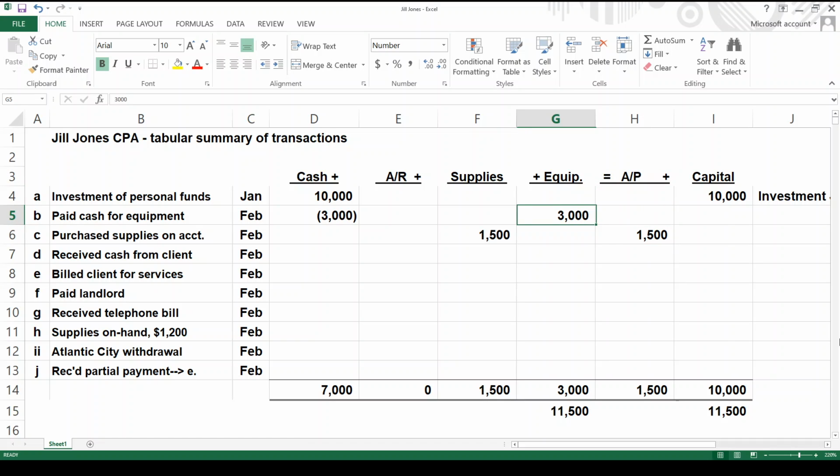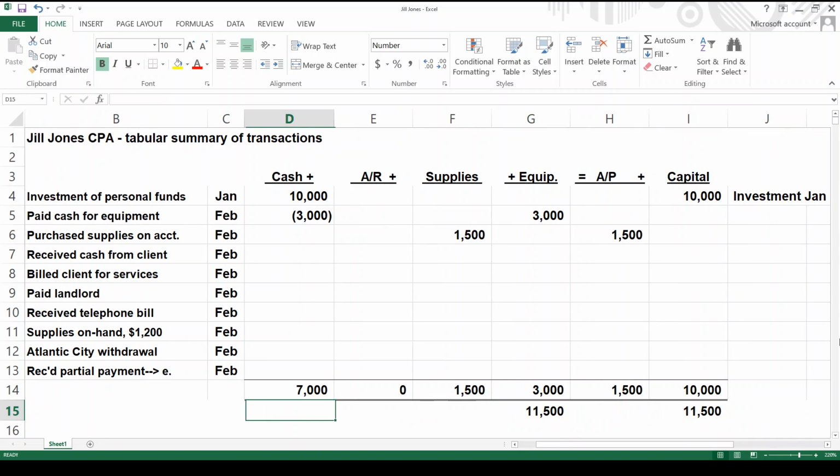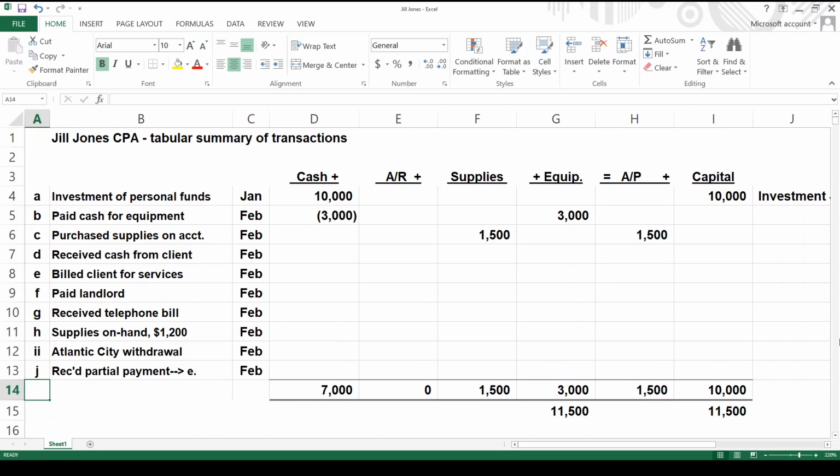So purchase assets or services on account, what do? Credit accounts payable. Okay? Liability. All right, now what do we have? We have cash, we have supplies, and we have equipment. Totals 11.5 for those three items. And on the right side of our equation, we got 11.5. So these two numbers should always be equal. Left side, right side. What happens next?